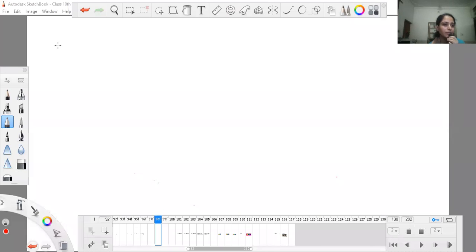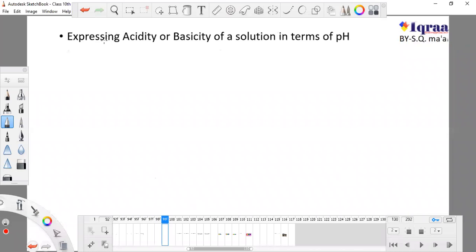Hello everyone, and today we are going to start a new topic which we studied a bit yesterday, but I'm starting from the beginning. We are going to start a topic known as expressing acidity or basicity of a solution in terms of pH. So in simple terms, we are going to study about pH.